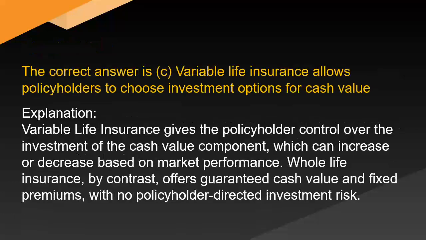The correct answer is C. Variable life insurance allows policyholders to choose investment options for cash value. Explanation. Variable life insurance gives the policyholder control over the investment of the cash value component, which can increase or decrease based on market performance. Whole life insurance, by contrast, offers guaranteed cash value and fixed premiums with no policyholder-directed investment risk.